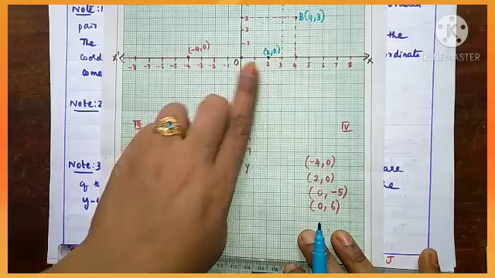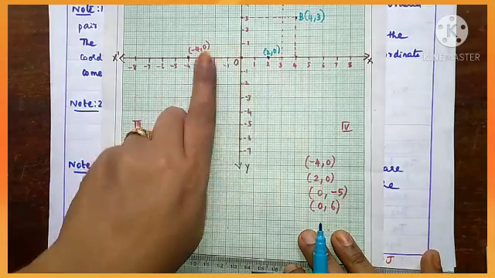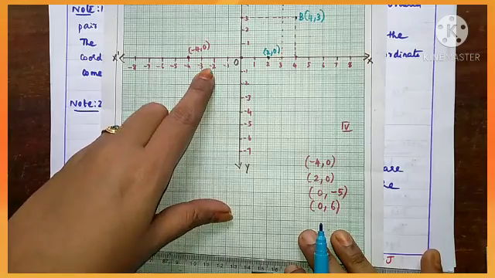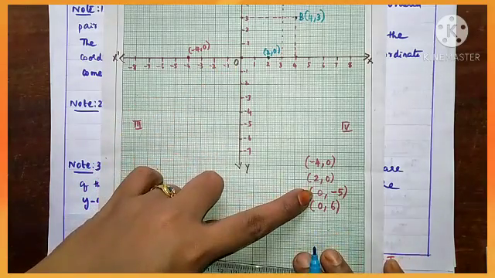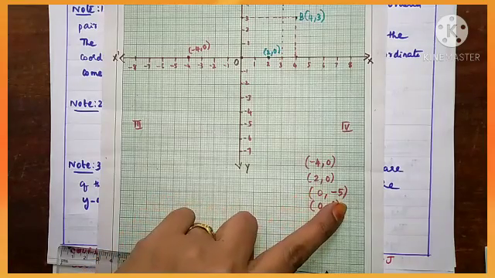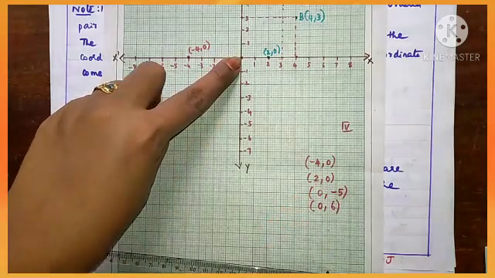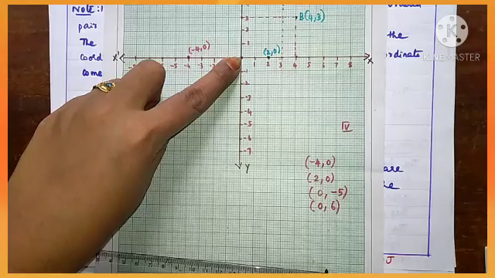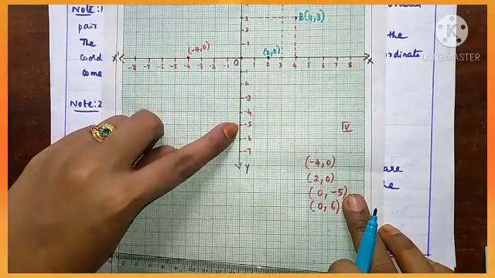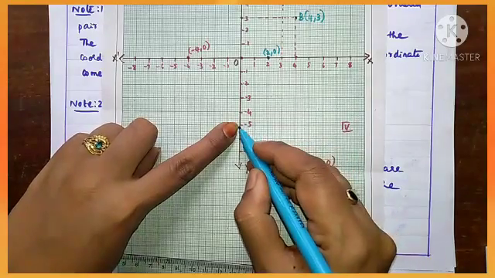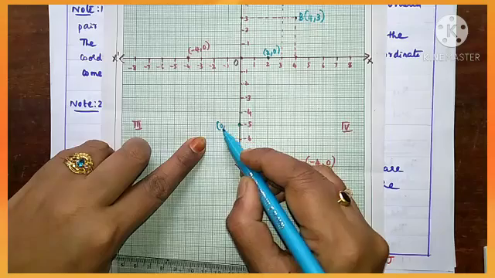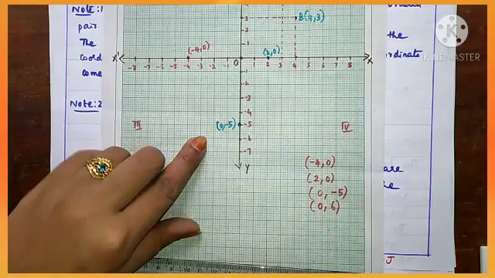Here also you see, when the y coordinate is 0, the points lie on the x-axis. Similarly, you check the next point, (0, -5). Here x is 0 but y is -5. x is 0 means it is on the origin line, and y is -5 means negative y, so you want to come down. So that is here. This is the place where x is 0 and y is -5. (0, -5). Understand?